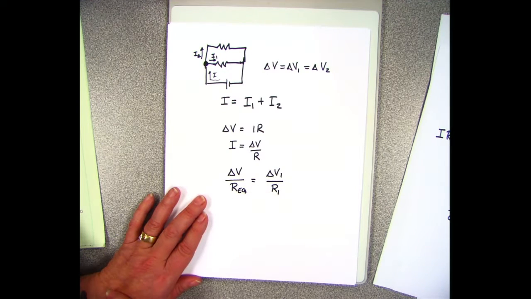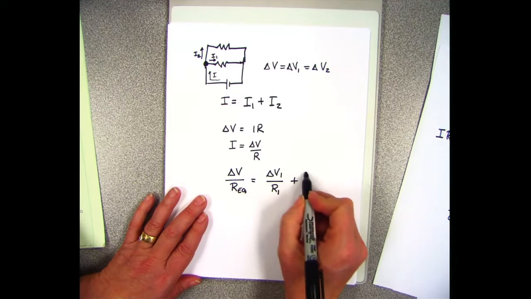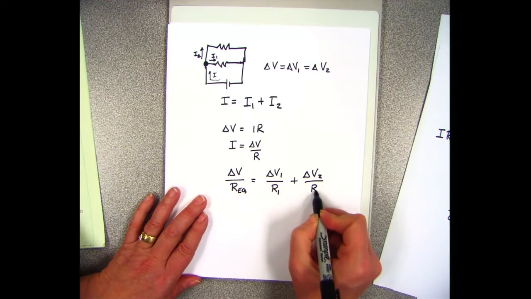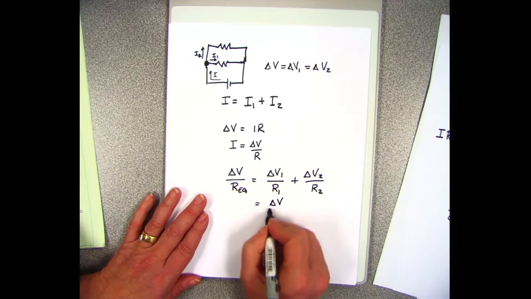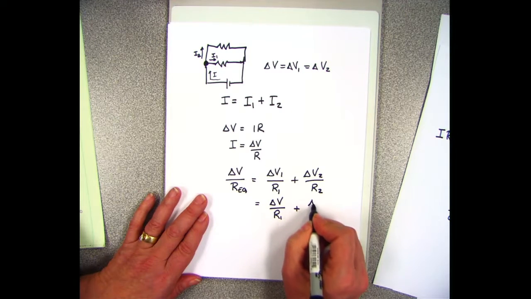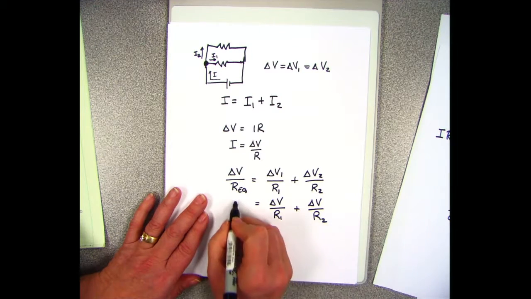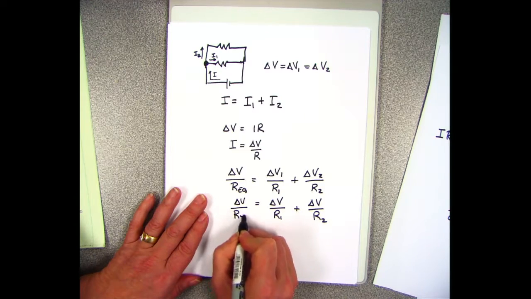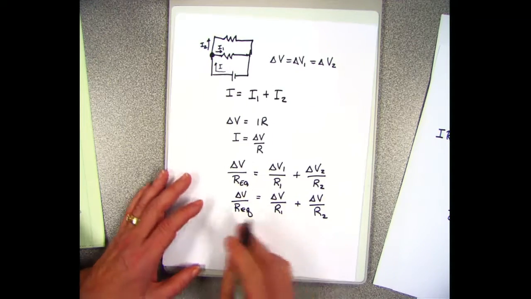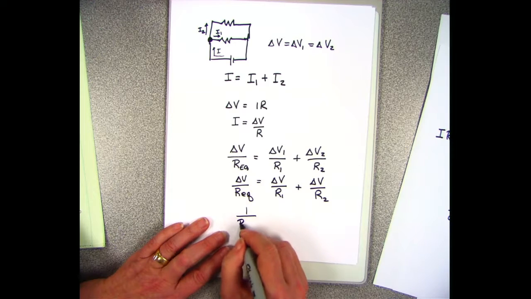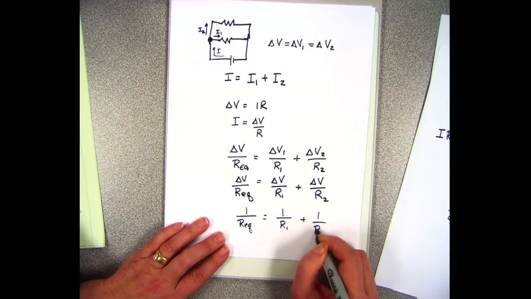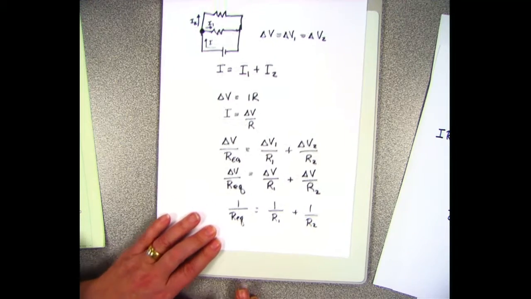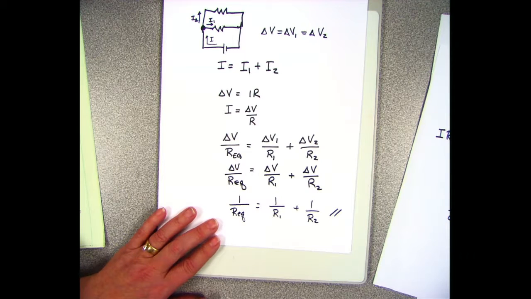and the change in potential at 2 over resistance 2, but these change in potentials have to be equal. So I get the change in potential over R1 plus the change in potential over R2. It's got to equal the change in potential over REQ. I can divide out those change in potentials, and I get 1 over REQ is equal to 1 over R1 plus 1 over R2. And that's when I'm in parallel.